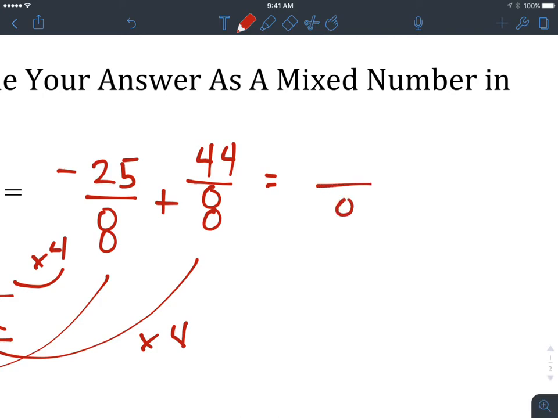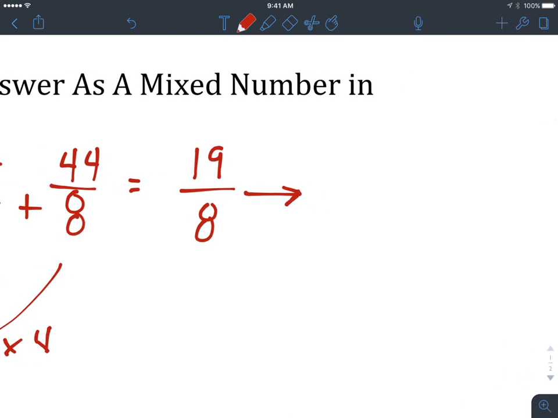I know the denominator is going to stay the same. And here I have a negative number and I'm adding a positive number. Same sign or different signs, add or subtract? Subtract. 44 minus 25 is going to give me 19. Positive or negative? The bigger number is positive, so it's going to be a positive 19.